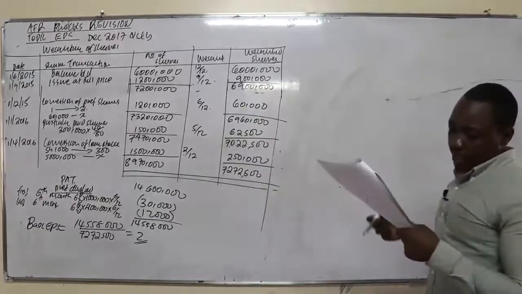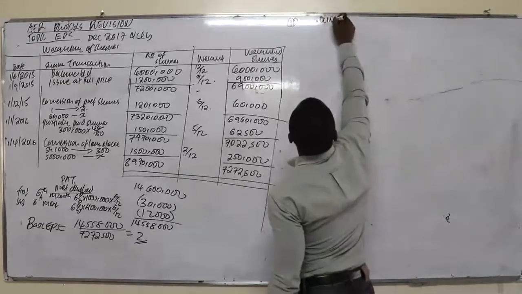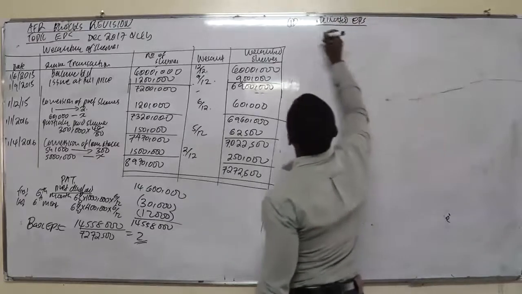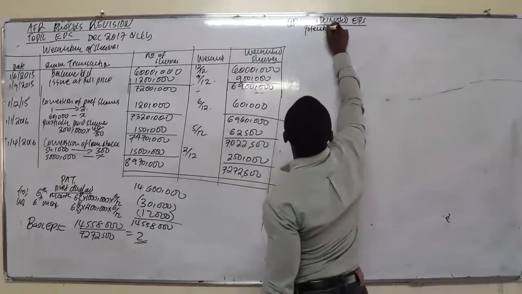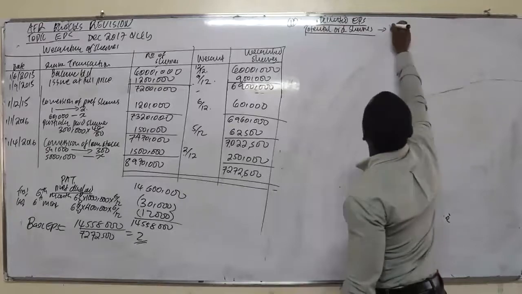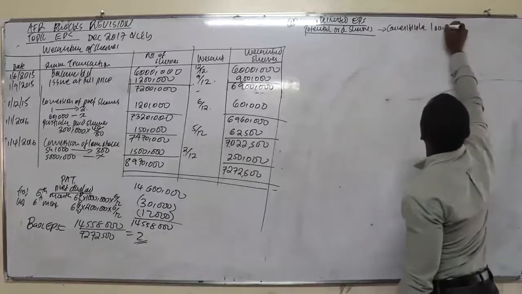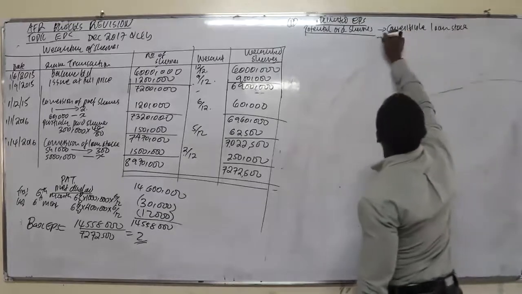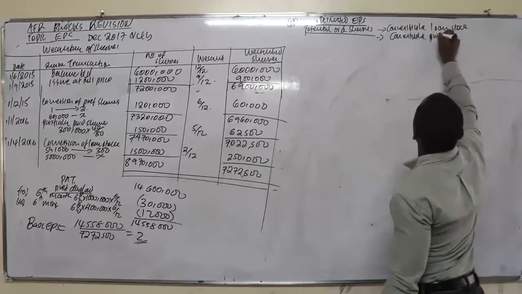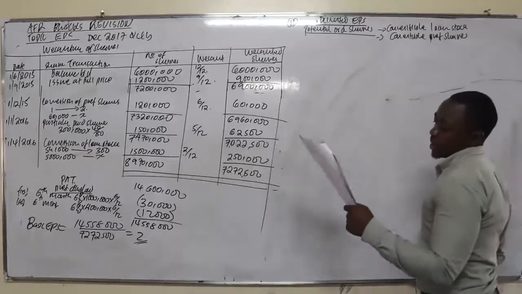Number two. Diluted EPS for the year ended that first May 2016. What's the first step in the diluted EPS? You identify the potential ordinary shares. So let's identify the potential ordinary shares. What have you seen? Yeah, we have convertible loan stock. Also, we have convertible preference shares. What else? Any share options?